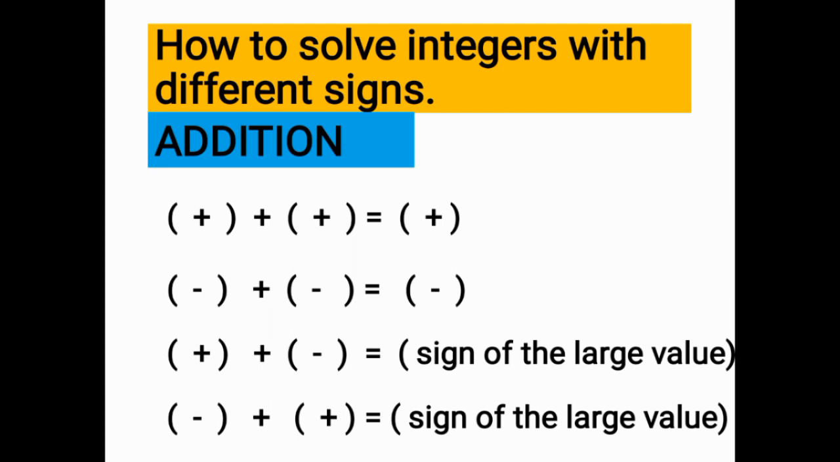Now let's take a look at how to solve integers with different signs. Whenever you need to add integers of the same sign, the answer will be in that given sign. So positive plus positive equals positive and negative plus negative equals negative. Now, when it comes to adding integers with different signs, your answer will have the sign of the integer with a larger value.